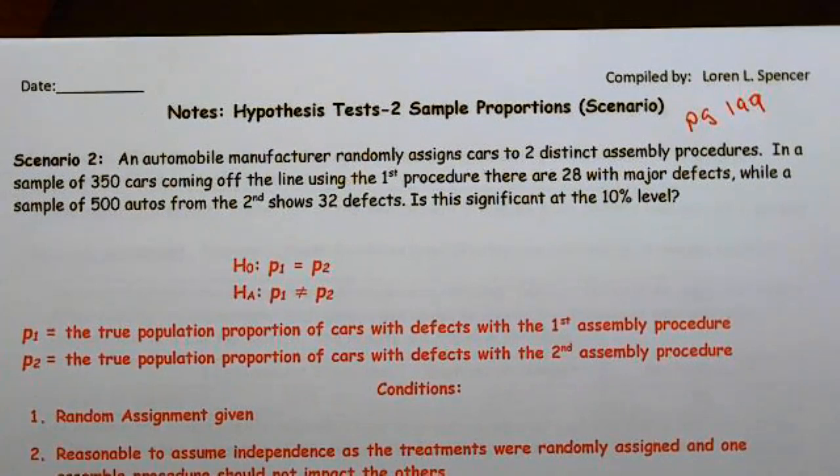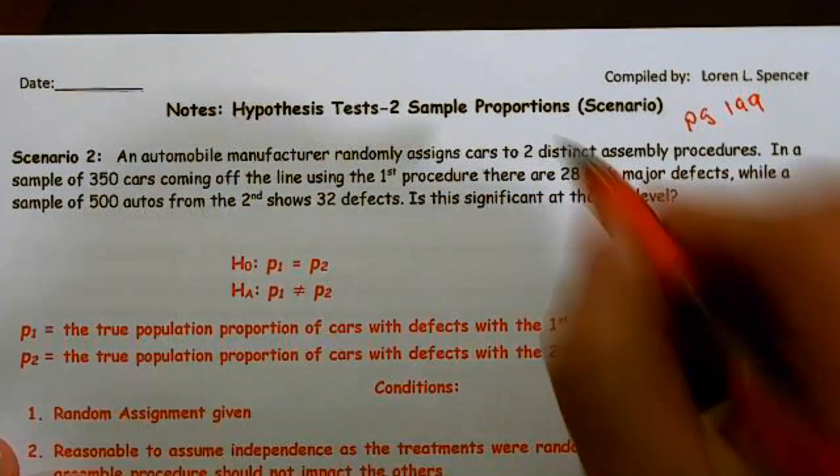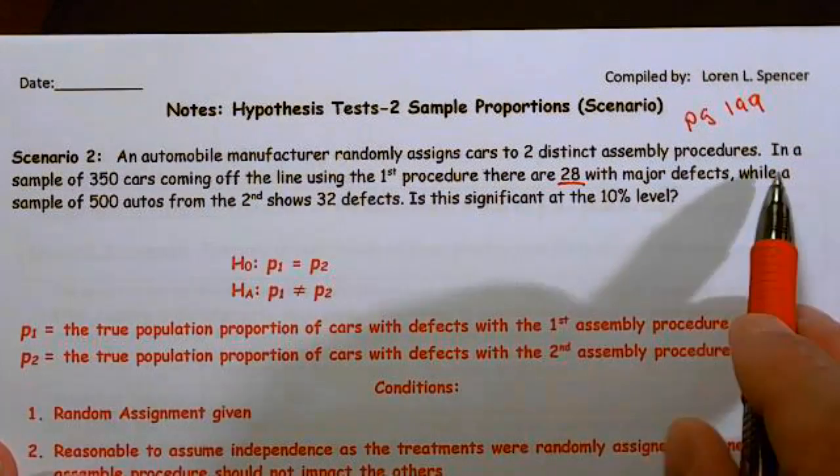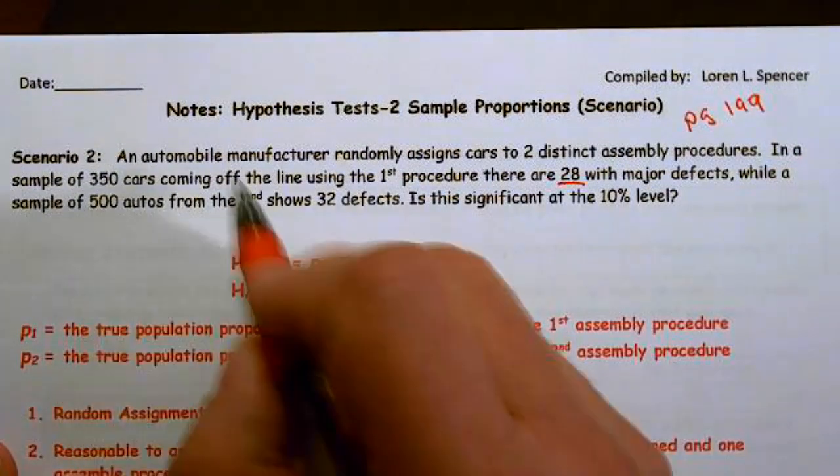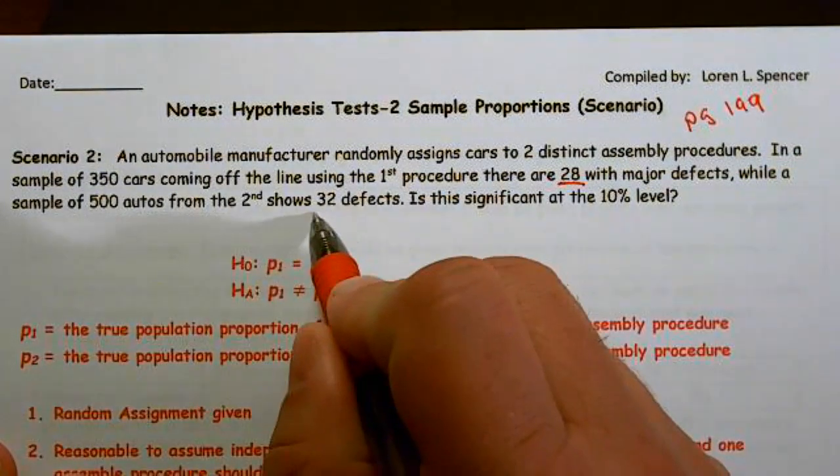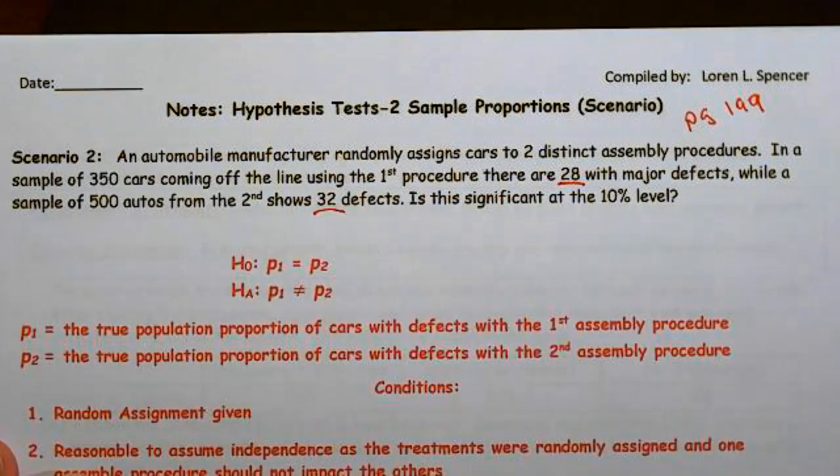So an automobile manufacturer randomly assigns cars to 2 distinct assembly procedures. In a sample of 350 cars coming off the line, using the first procedure, there are 28 major defects, while a sample of 500 from the second shows 32 defects. Is this significant at the 10% level?